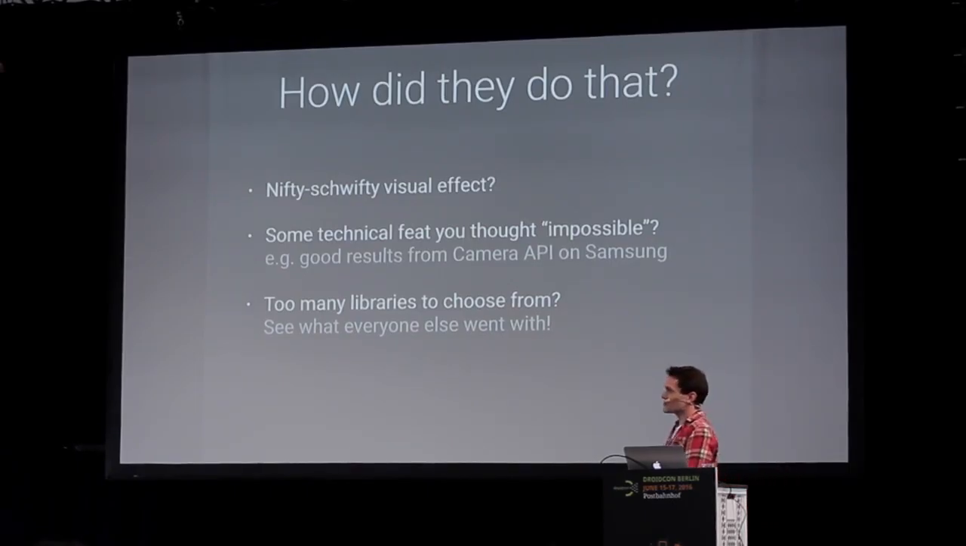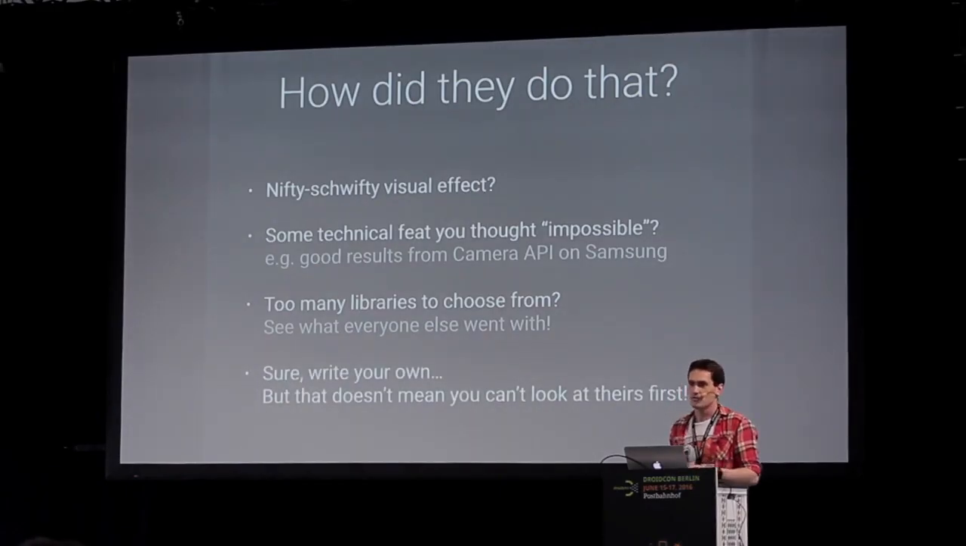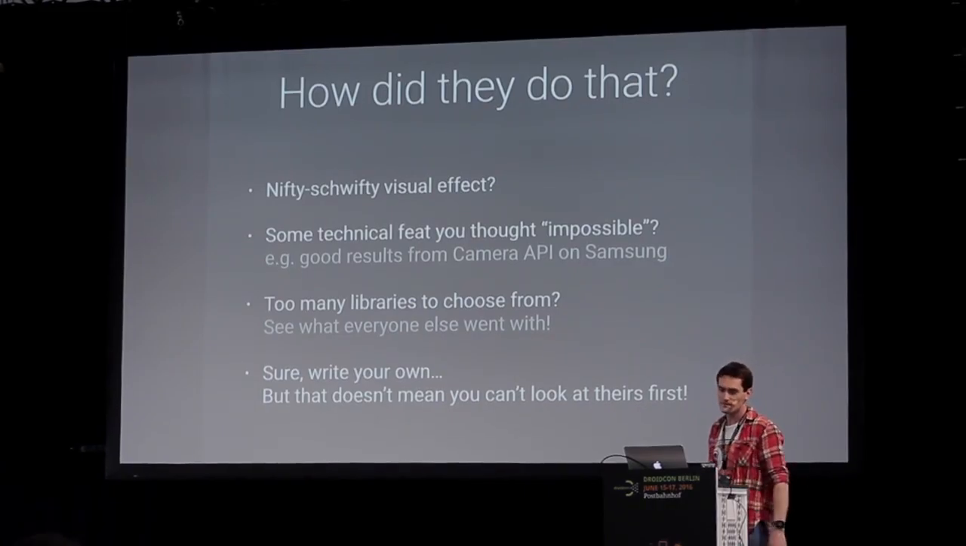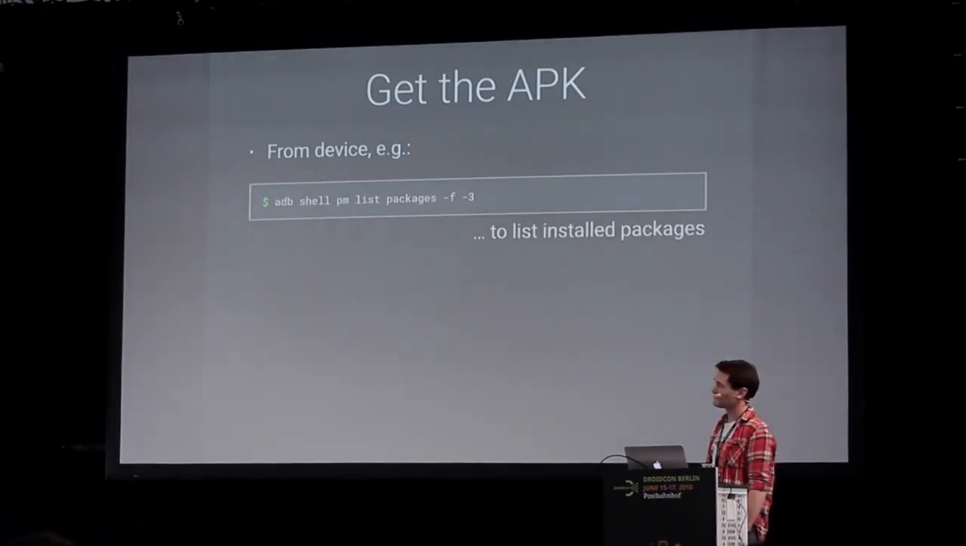So essentially, you're not pulling these things apart so that you can steal their code, but just because you're writing your own, it doesn't mean that there's not a point to having a look at how somebody else did it first, and you can learn from that. So hopefully I convinced you. So the first thing you want to do is get the APK off the device. It's pretty straightforward.